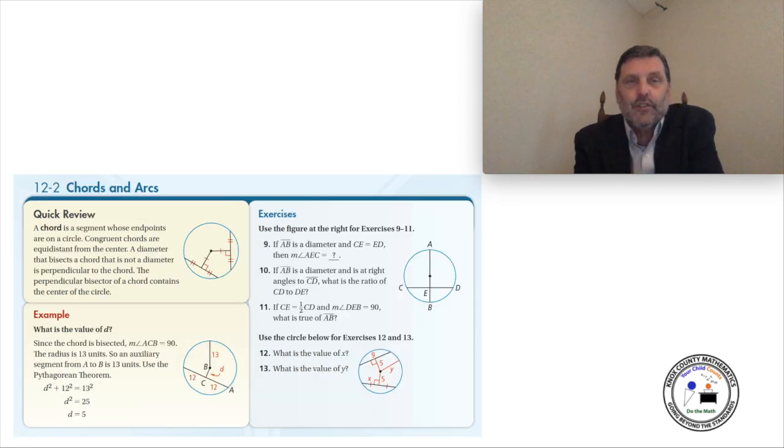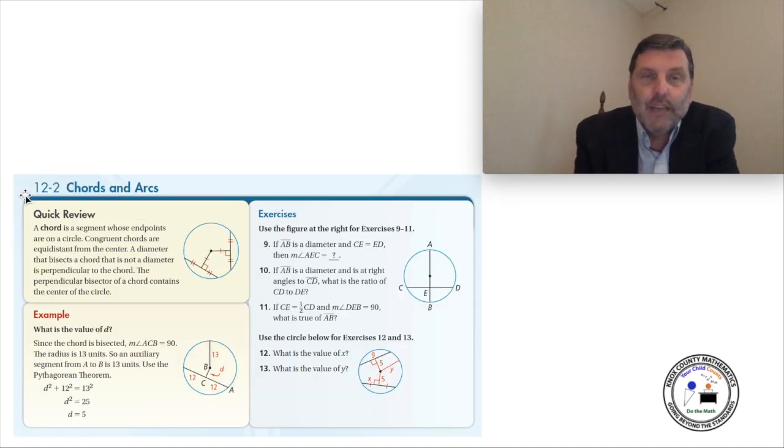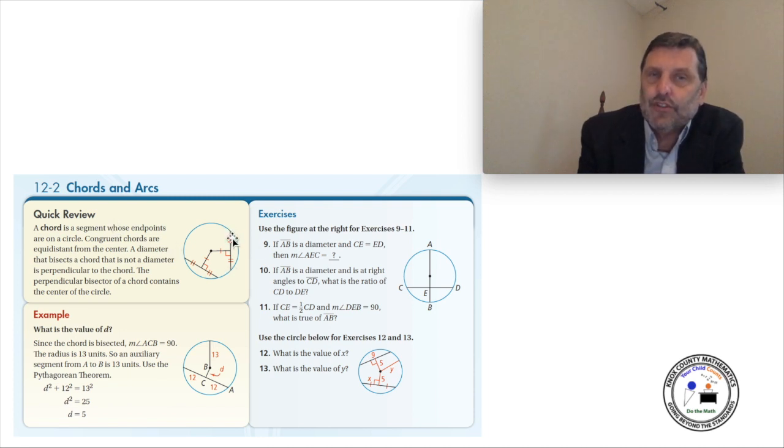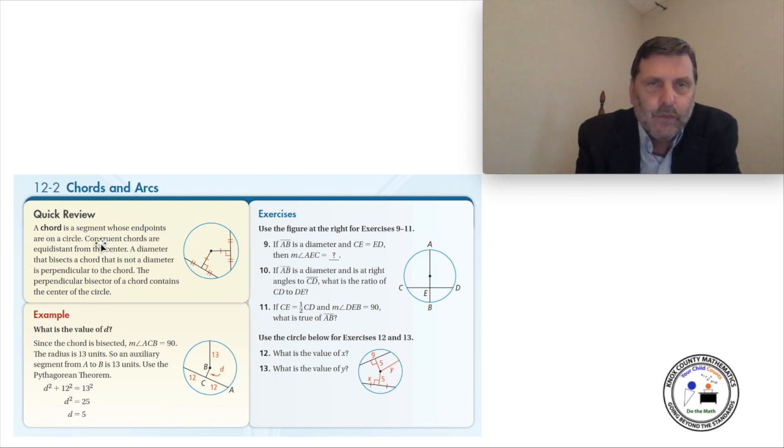What about chords and arcs? A chord is a segment whose endpoints are on a circle. Basically, it's inside the circle and just touches the sides of the circle. We've got chords right here, and chords right here. Now, this little segment from the center to the other chord is not a chord, because it doesn't go all the way to the end of the circle. It has to touch two different places on the circle to be called a chord.